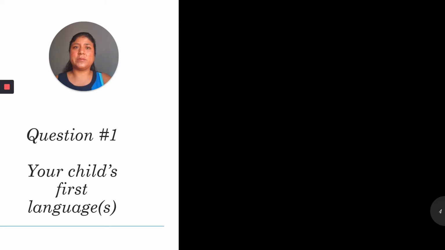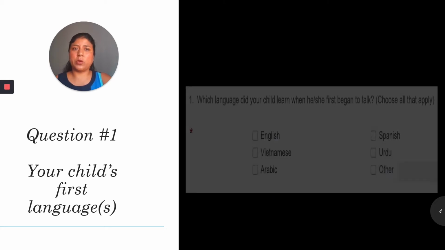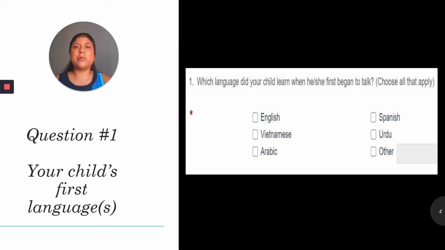The first question is about the language that your child first spoke. So on question number 1, please indicate which language your child learned when he or she first began to speak. Choose all that apply. If your child only learned English, you only click English. If your child learned to speak in another language, like for example, my child learned how to speak in Spanish first, you would click Spanish. Or if they learned to speak in both English and another language, you would click both of them.